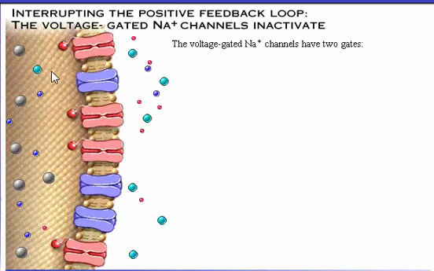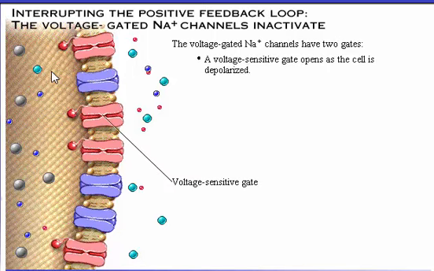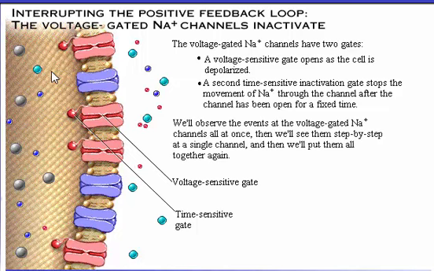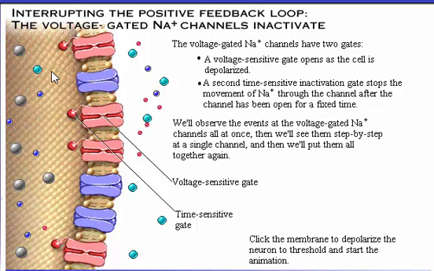The voltage-gated sodium channels have two gates. A voltage-sensitive gate opens as the cell is depolarized. A second, time-sensitive inactivation gate stops the movement of sodium through the channel after the channel has been open for a fixed time. We'll observe the events at the voltage-gated sodium channels all at once. Then we'll see them step by step at a single channel, and then we'll put them all together again. Click the membrane to depolarize the neuron to threshold and start the animation.